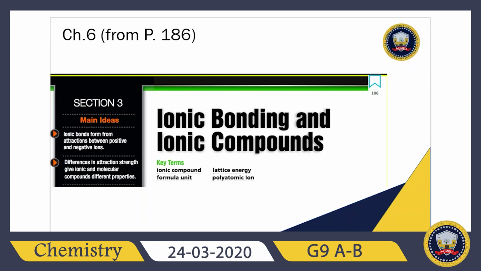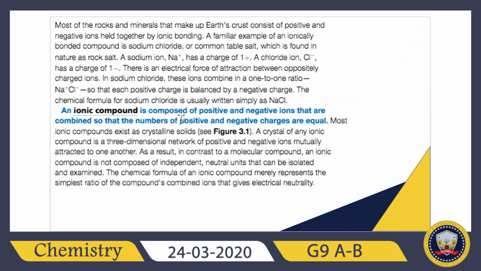So let's start. So now you know most of the rocks and minerals that make up Earth's crust consist of what? Of positive and negative ions held together by ionic bonding. So they are saying that the Earth's crust consists of what? Of ionic compounds. So we will read the definition later. Now, a familiar example of an ionically bonded compound is sodium chloride, which is the table salt, NaCl. Now, how can we find it in Earth? We find it in rock salt.